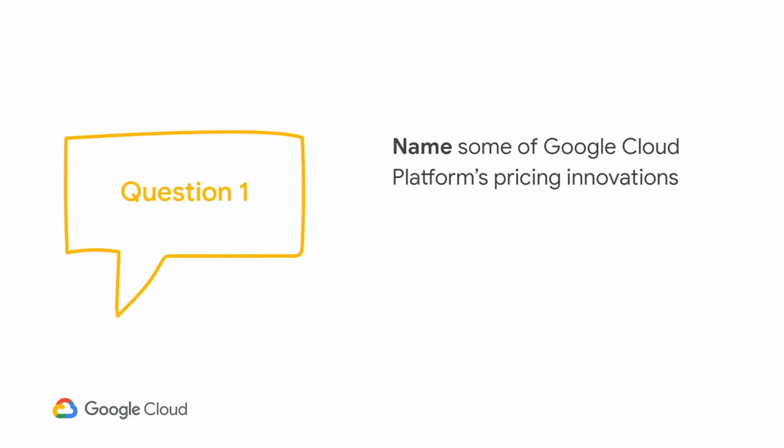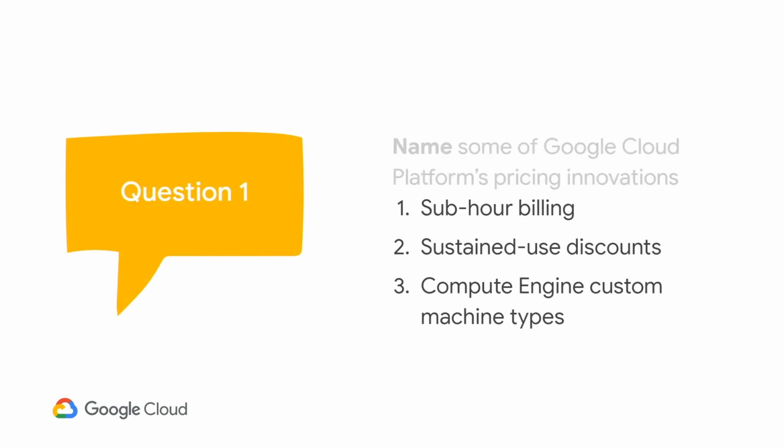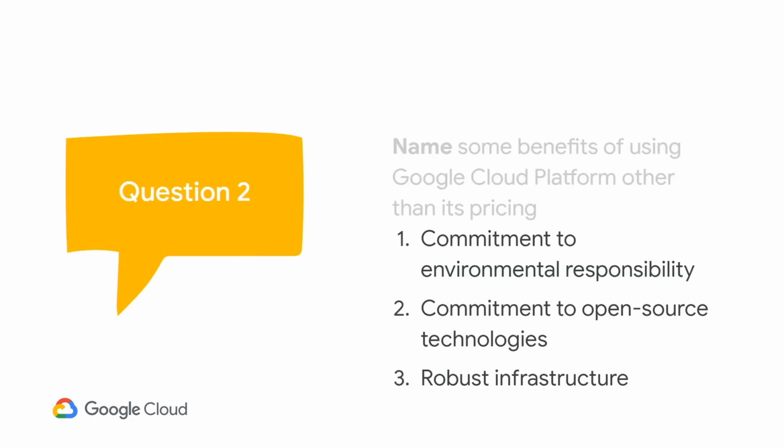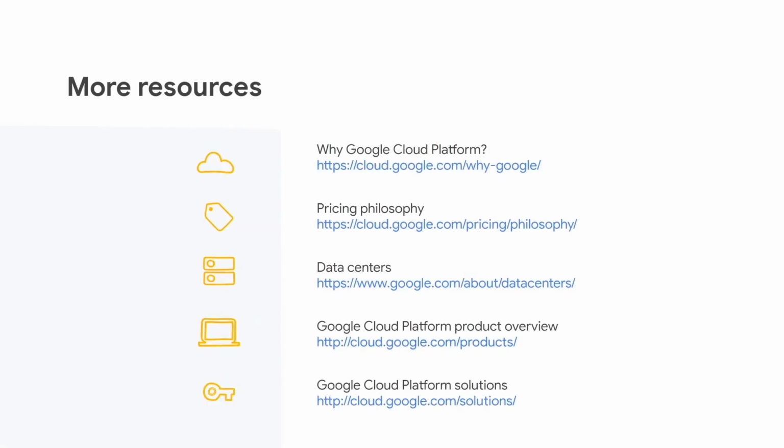What are some of Google's pricing innovations? Well, we've got sub-hour billing. Actually, many things bill by the second. Sustained use discounts. Compute Engine custom types. You'll see me build one of those a little later. And some benefits of using GCP: environmental responsibility, open source technologies, the robust infrastructure in both the computing as well as their global scale network.